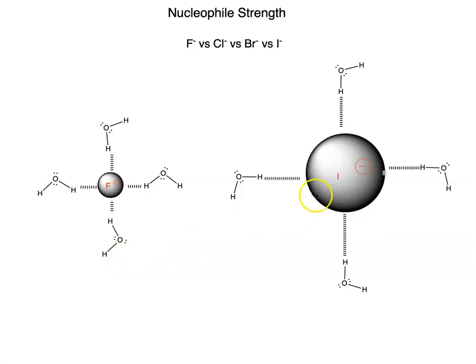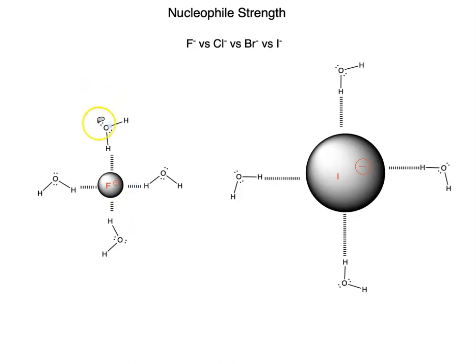In the other case, iodide has a negative charge spread over a much larger area. The hydrogens on the water, or whatever solvent I have, do not hydrogen bond quite as tightly as they do in the case of fluoride. Iodide hydrogen bonds less strongly. That means that it's easier for the iodide to lose its solvent shell and to act as a nucleophile. For fluoride, it's much harder for it to lose that solvent shell. It's much more tightly bound by my solvent, so it's not that good a nucleophile.